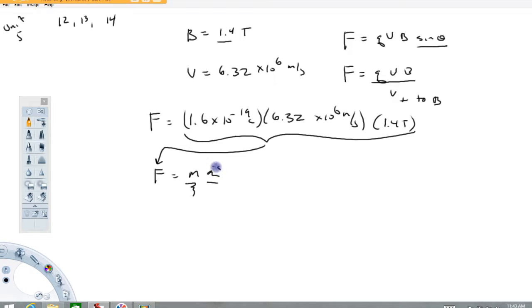Do not be surprised if you get a massively huge value for that acceleration, because again, protons are extremely light. When you look up that mass, you're going to see it's times something to the negative 27th power. So don't be surprised if you get a really big value for the acceleration.